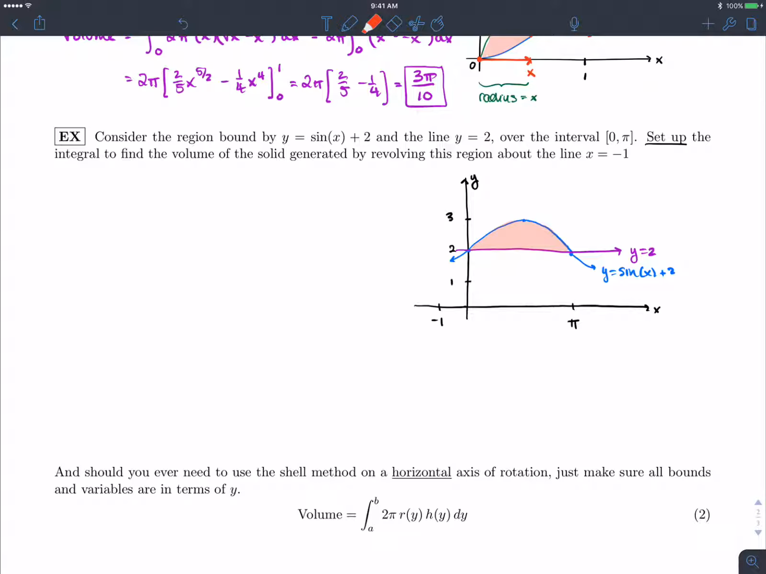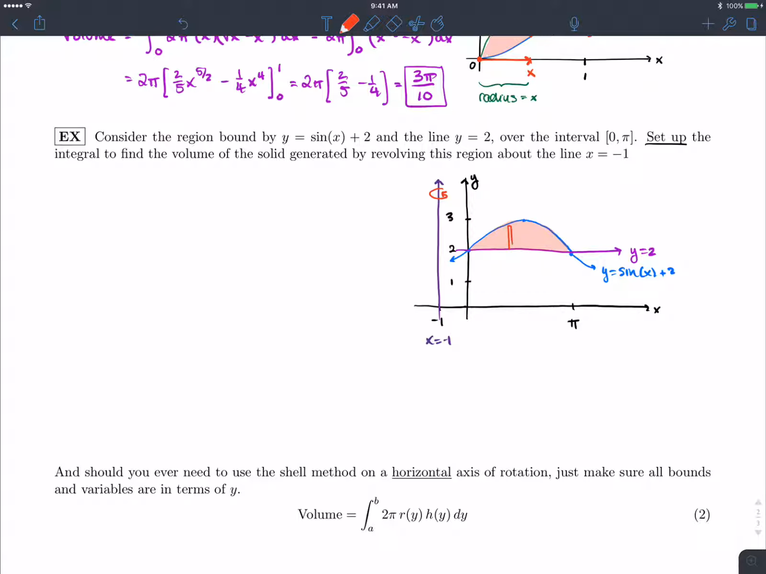Okay, so we are going to rotate this region about this line. I'm going to go ahead and draw our axis of rotation now. So this is our axis of rotation, x equals -1. And here, this is what we'll be revolving around. Now, again, if we wanted to try and do a washer method, it's not going to be pretty. So what I would say is vertical axis of rotation, everything is already in terms of x. Let's try a shell method.